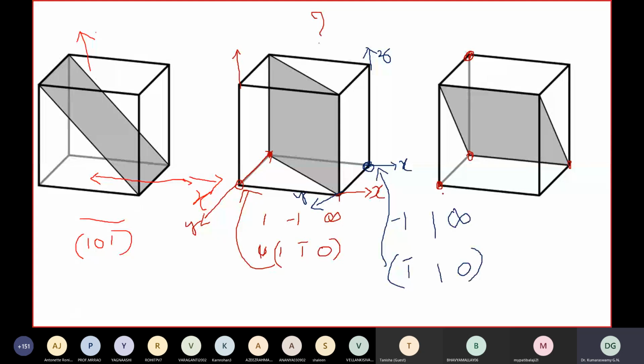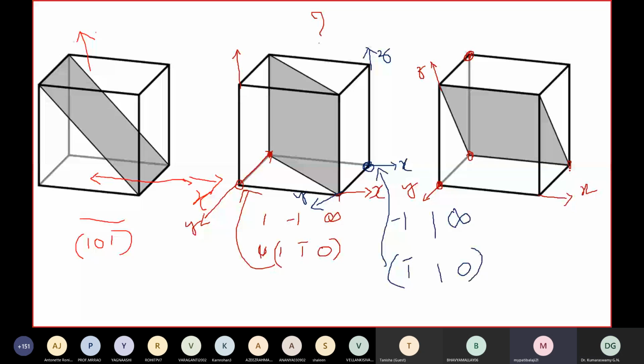So if we take this, it is minus 1. Okay, it never cuts x-axis. If this is x-axis, this is y-axis, and this is z-axis. Okay, can we take the right side bottom point, right side bottom, this one?